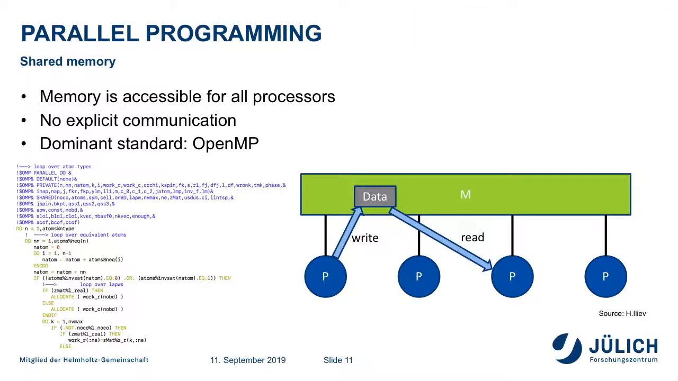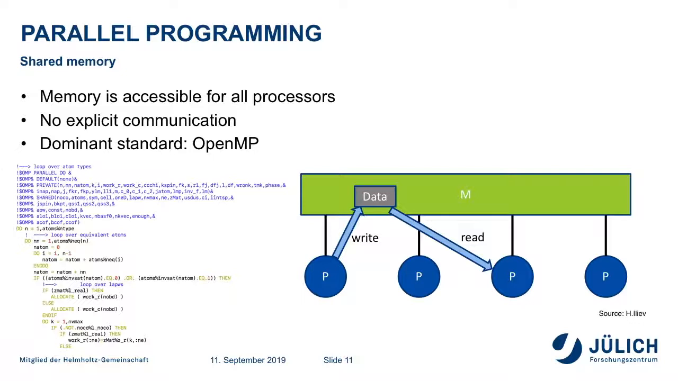paradigms. Let's start with shared memory. In this paradigm, our processors have access to the memory together. So for example, this processor can write the data and the other processor should read the data. Of course, we have to have some way of making sure that we first write and then read, so that we don't read something which is not correct. The dominant standard for this kind of programming is OpenMP, Open Multiprocessing, I guess.